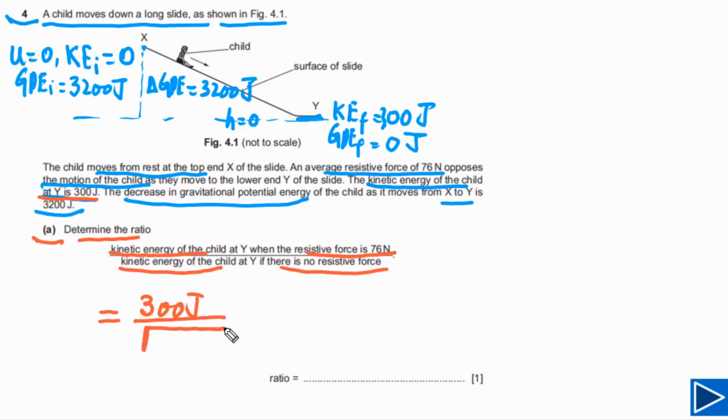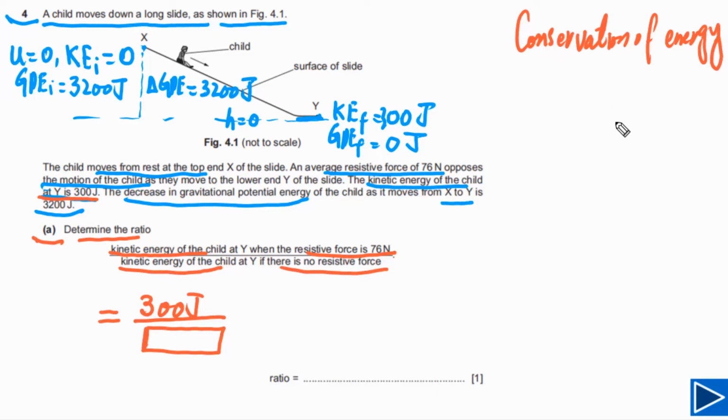Now we need to find out kinetic energy of the child at Y if there is no resistive force. For that purpose, we will use the principle of conservation of energy. We can find this directly, but to give you better understanding, I will apply conservation of energy.